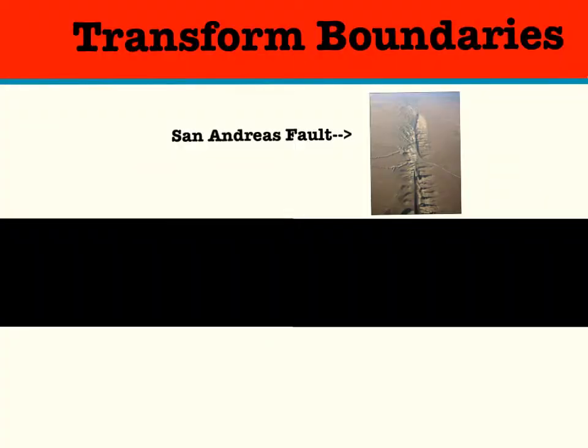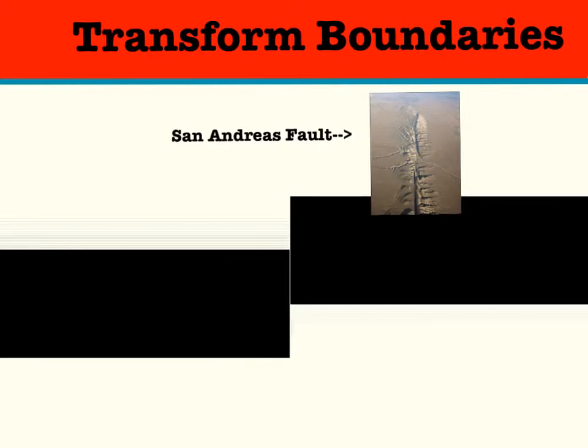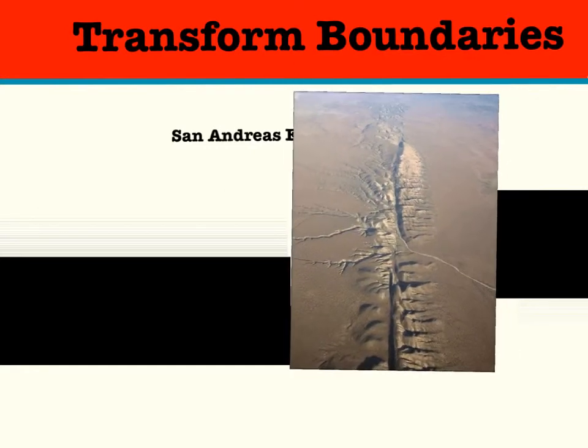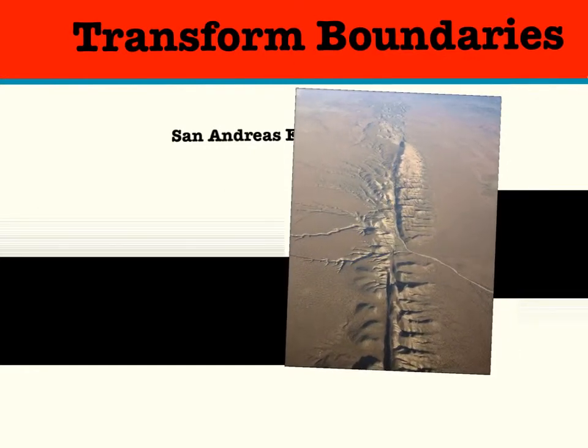At a transform boundary, plates slide past one another. Rifts happen at these. This usually results in an earthquake. At the San Andreas Fault, you can see where the plates have slid past and created a rift.